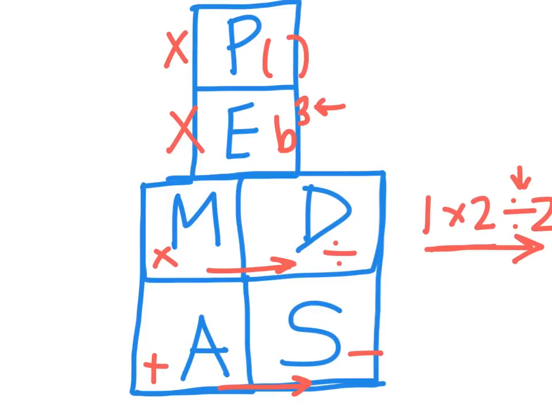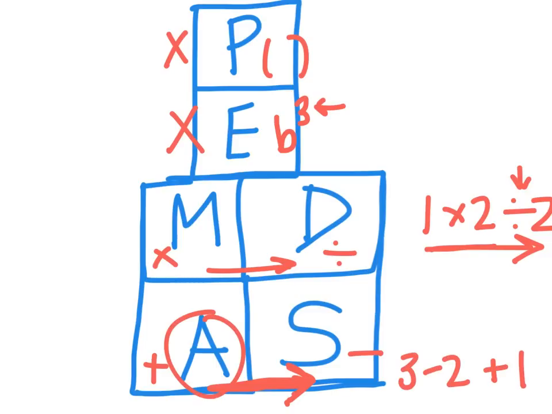You go left to right. Then with addition and subtraction, same thing. After you've done your parentheses, your exponents, your multiplication and division, then you'll do your addition and subtraction together, whatever appears first from left to right. So if I had, let's see, 3 minus 2 plus 1, even though it says addition, then subtraction, I'm going left to right. Those two go together in a group. So I would do 3 minus 2 is 1, plus 1.